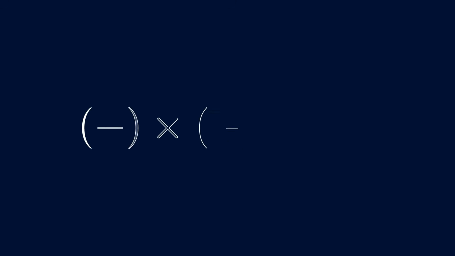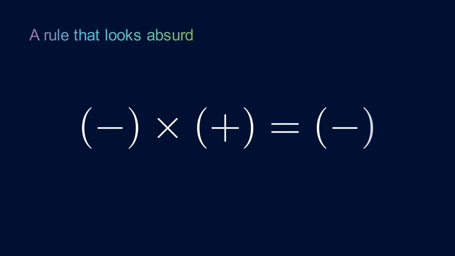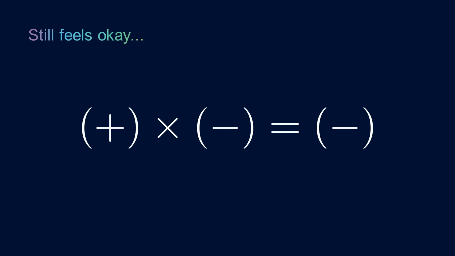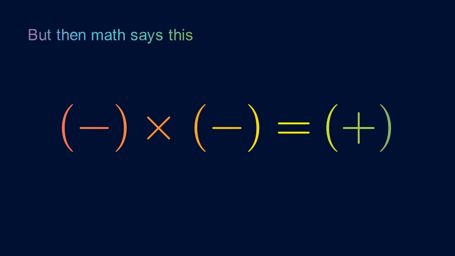There is a rule in mathematics that looks completely absurd. Negative times positive equals negative. Fair enough. Positive times negative equals negative. Still reasonable. But the math suddenly says negative times negative equals positive.